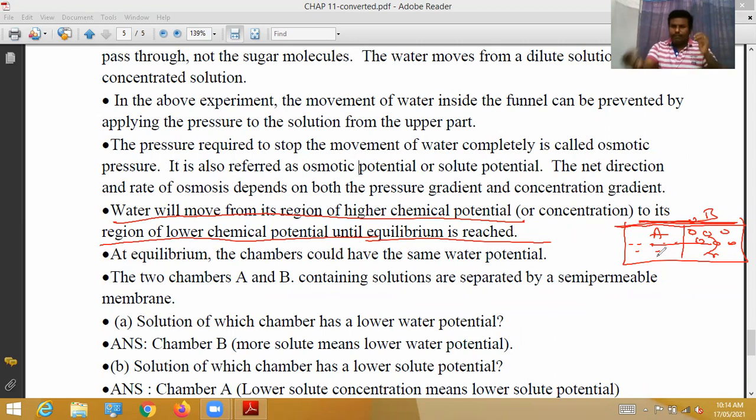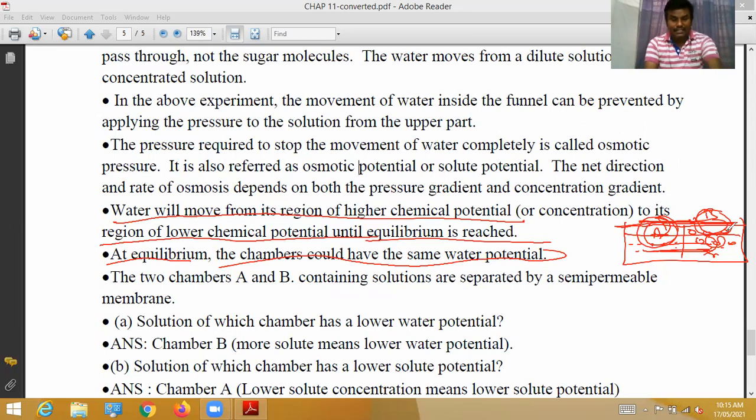So the movement of water from its higher concentration to the point of lower concentration, till both concentrations become equal, is the osmosis process. This phenomenon is called osmosis. At equilibrium, the chambers have the same water potential. When chamber A and chamber B come to the equilibrium state, both maintain the same water potential. Here the solutes are completely dissolved in water, so A concentration and B concentration become equal. So when both concentrations become equal, what happens to the equilibrium maintained?